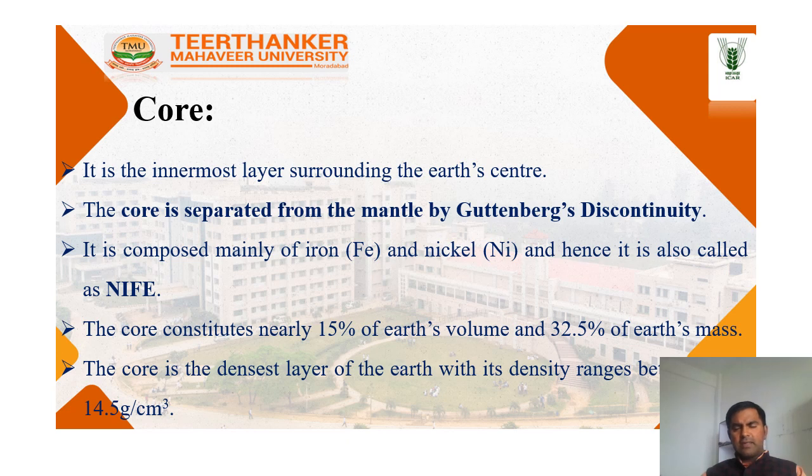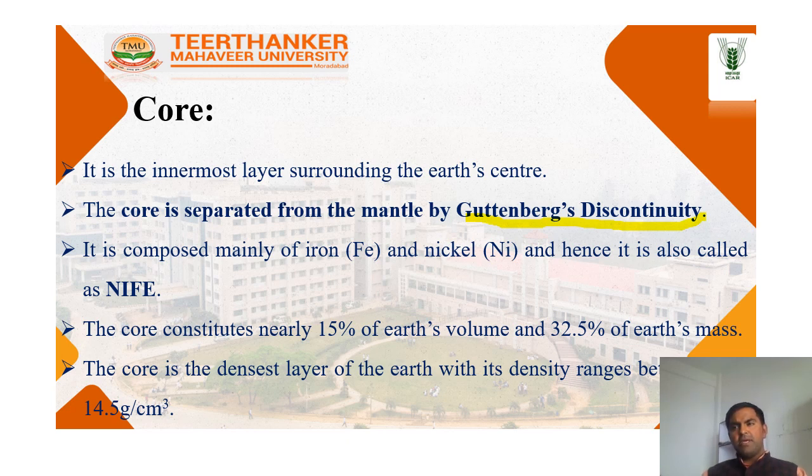It is the last, innermost portion of the earth, known as the core, and it is of two types: the outer core and the inner core. The core is separated from the mantle by the Gutenberg discontinuity, and it is mostly made up of NiFe, meaning nickel and iron. These two elements dominate the core, and the core constitutes nearly 15% of the earth volume and 32.5% of the earth mass.